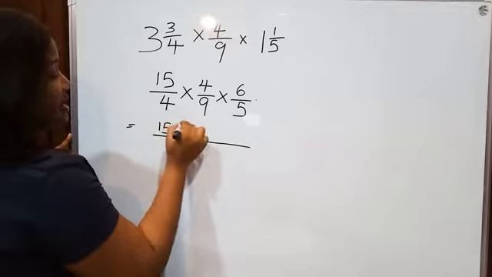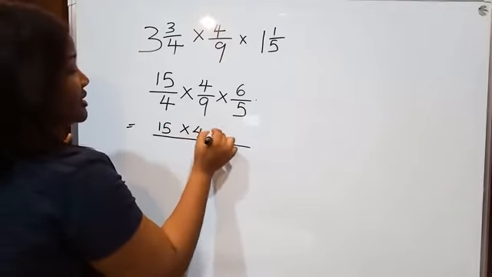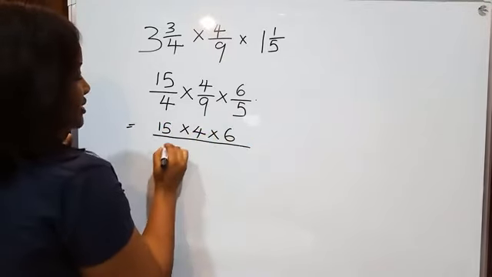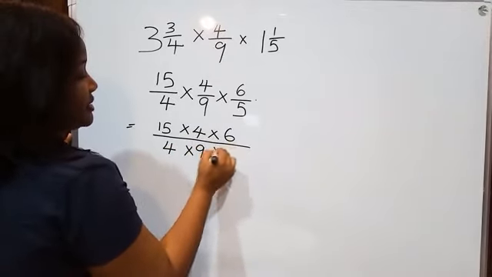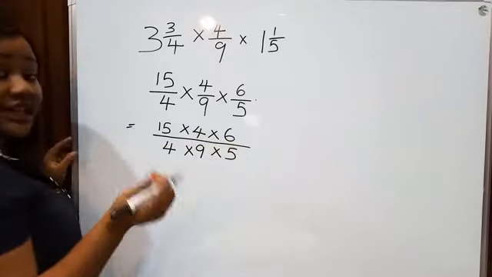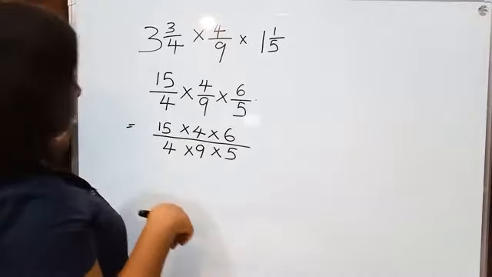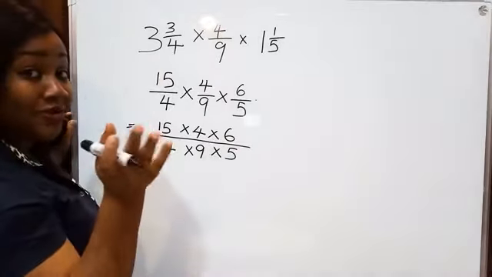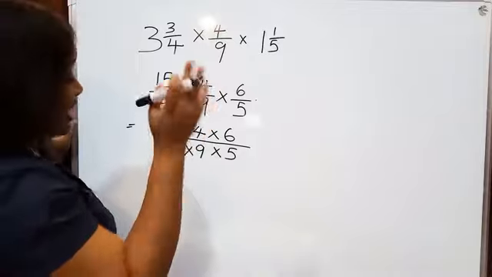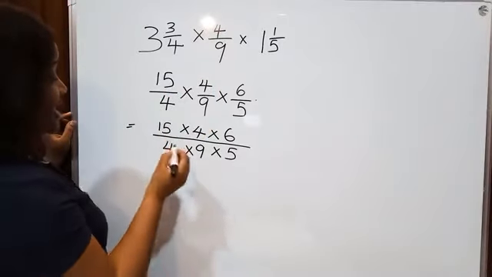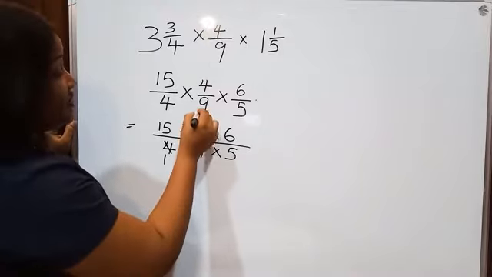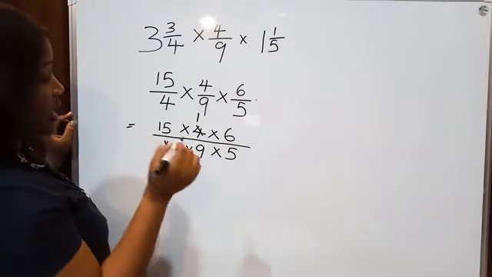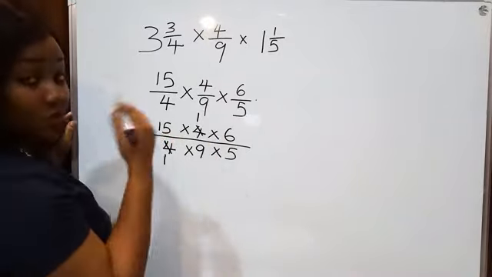Which gives us 15 times 4 times 6 over 4 times 9 times 5. Let's try reducing to the lowest term by looking for common factors between the numerator and the denominator. For starters, you can see 4 here. 4 divided by 4 is 1. 4 divided by 4 is 1. You can see 15 and 5, the common factor is 5.